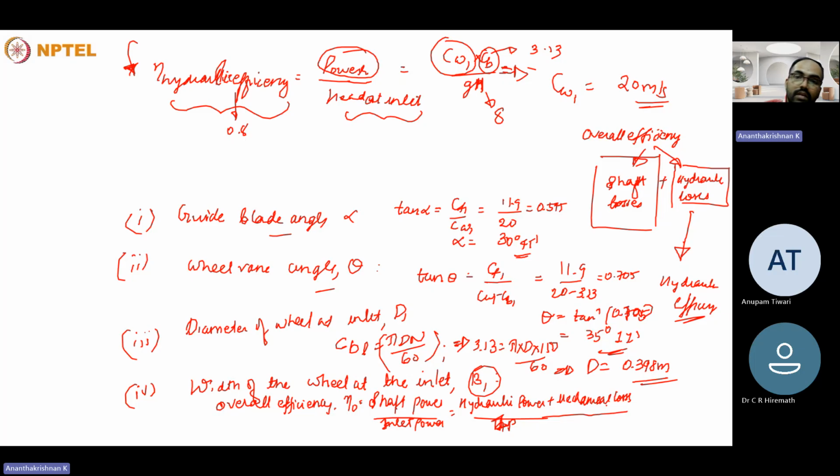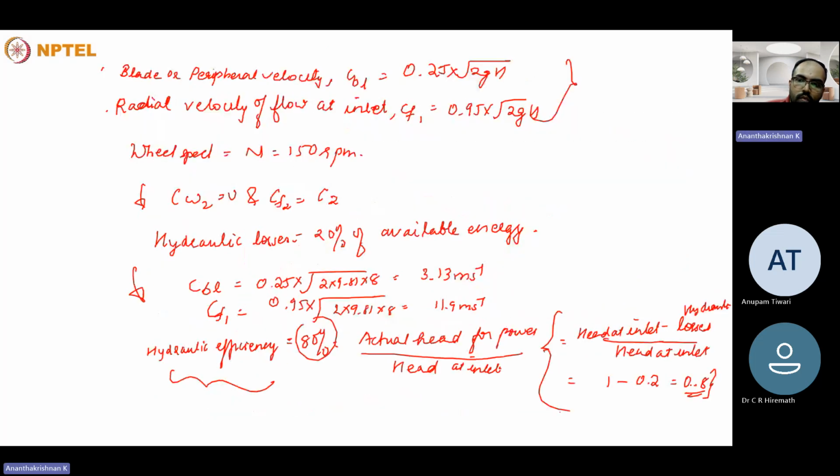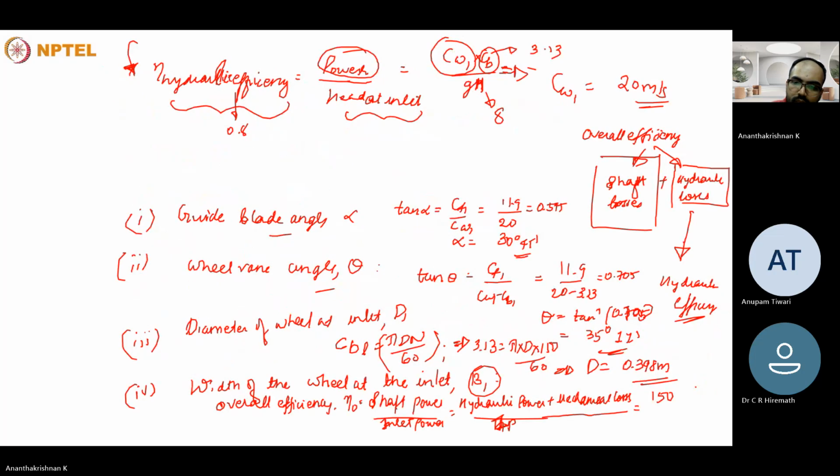The overall efficiency is the shaft power to the inlet power, which is 76%. How do we get this? The output power is given as 150 kilowatt, and the inlet power can be written as rho g into Q into H.